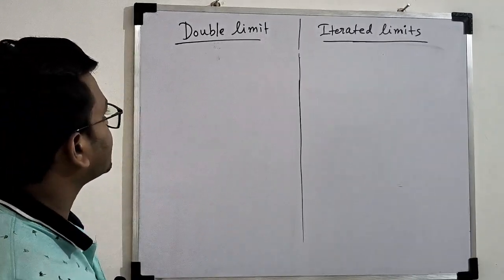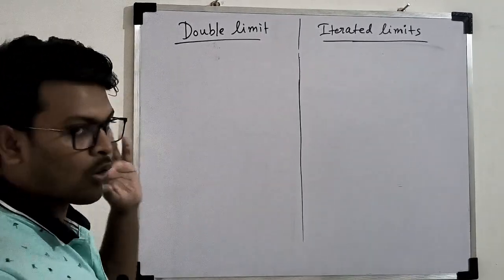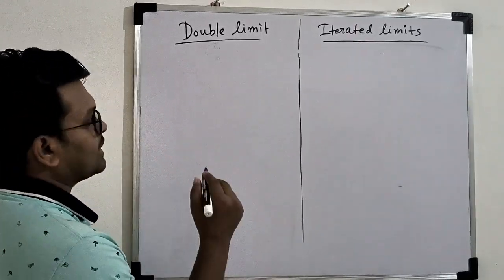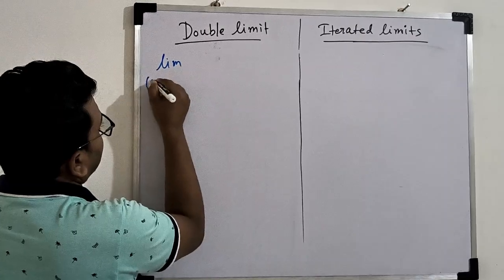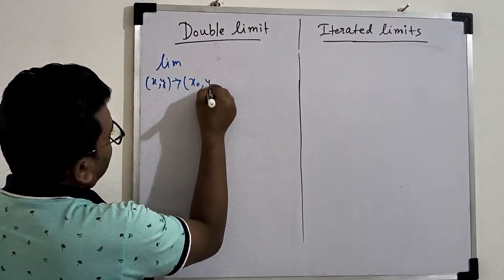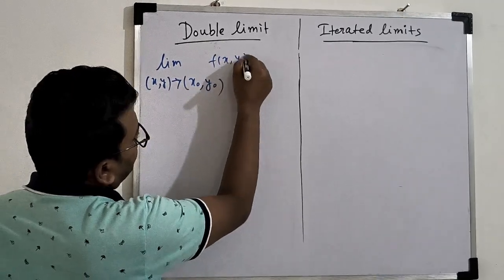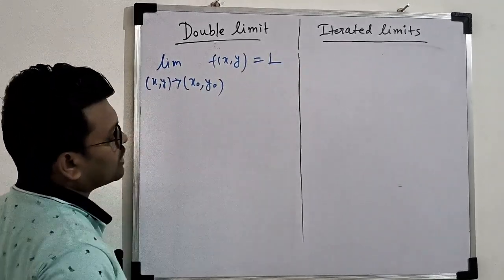So, in the previous lecture, we discussed the non-existence of limits. Now we discuss double limit and iterated limit. The double limit is this: limit (x,y) tends to (x0,y0) of f(x,y) equals L. This is called the double limit.